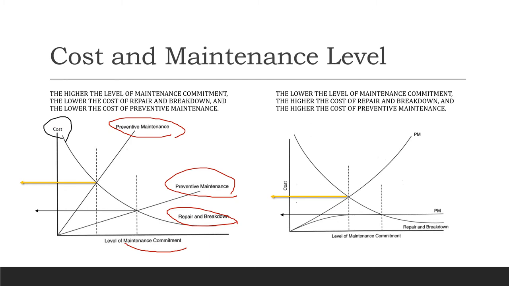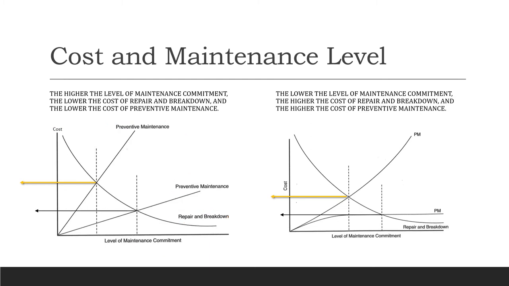So that's where all the things are. Now let's take a look at the maintenance commitment. When maintenance commitment is zero, going in this direction it is increasing, okay? The higher the level of maintenance commitment. So here, low level; here, increased.